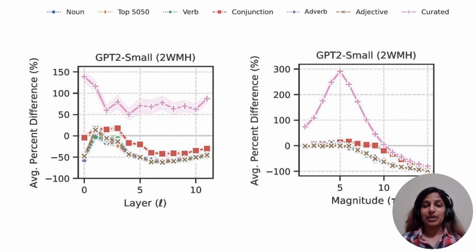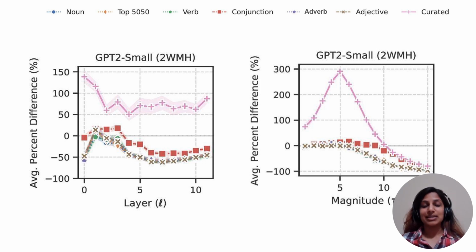The next open question we attempt to answer is, how relevant does the memory need to be to the prompt in order for it to have a positive effect on the model's percent difference before and after a memory injection on the expected next token probability? We do this by comparing the pink line, which has curated memory injections across layers of the model on the left and magnitudes of injection on the right, to memory injections that are drawn from various parts of speech, including nouns, words from the top 5,050 most popular words in English, verbs, conjunctions, adverbs, and adjectives.